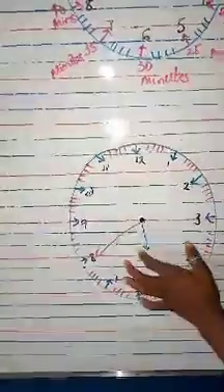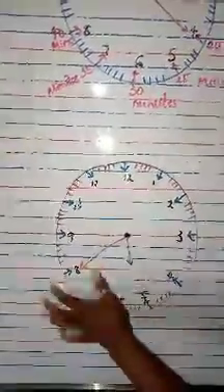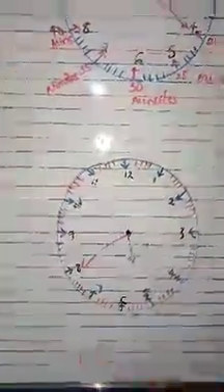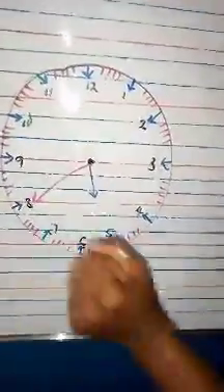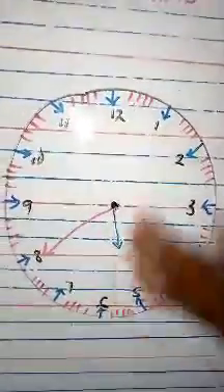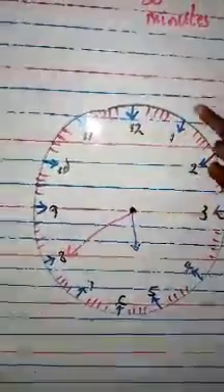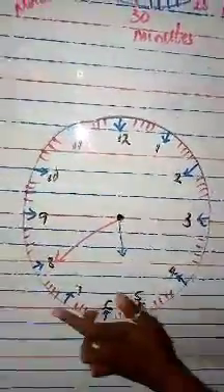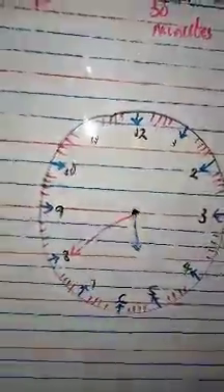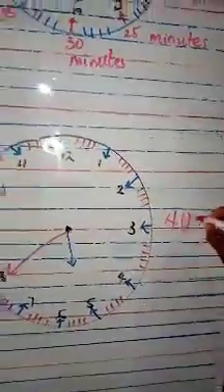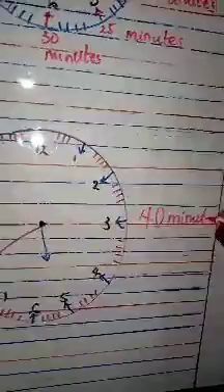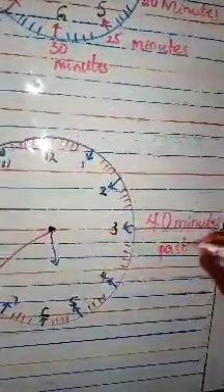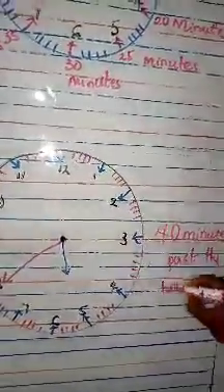Now look at this one. The long hand is at 8. I didn't put the minute. I want you to brainstorm and know what 8 is. Now the hour hand is at 5 and the minute hand is at 8. What time is it? Okay, I will help you. Now here is 30. Okay, let me count from here. 5, 10, 15, 20, 25, 30, 35, 40. So the time here is what? 40 minutes past the hour of 5.